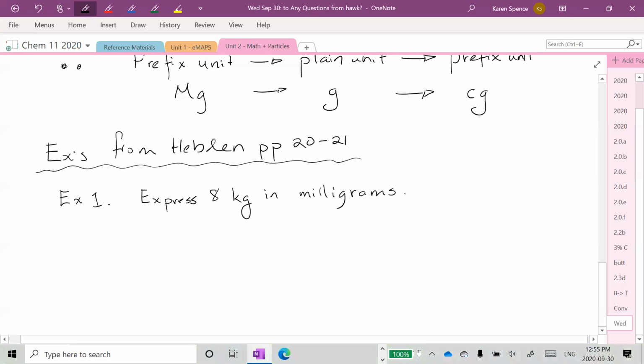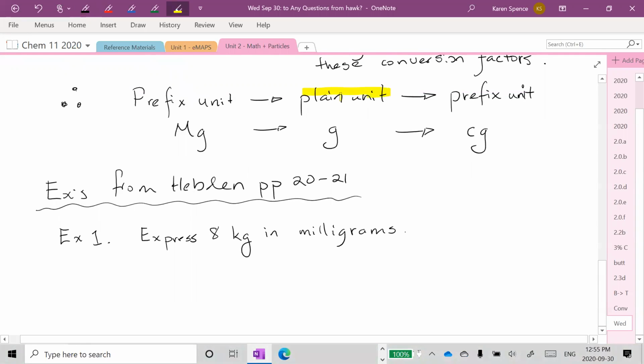Now, if you're really good at your math and your powers of 10, you might know how many milligrams there are in a kilogram, but most of you won't. So remember, when you are converting units, you're always going to go to the plain unit in the middle. So these will always be 2-step problems. There's one step where you go to the plain unit, and a second step where you go to the second prefix unit. So going between a prefix unit and a prefix unit is always a two-step problem.